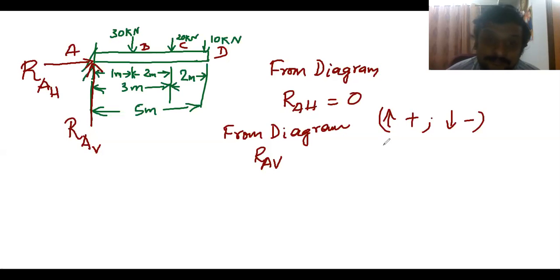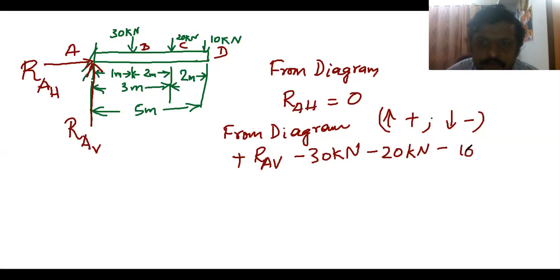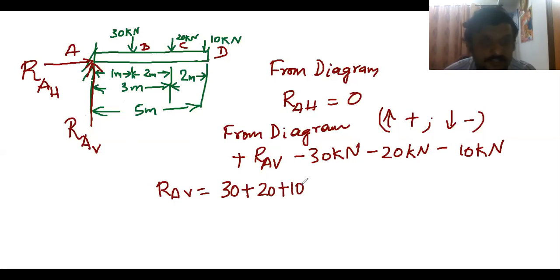Capital RAV will be plus, because it's going up, and this 30 kilonewton is coming down, so it is plus RAV minus 30 kilonewton, and this 20 kilonewton at C also is coming down, so minus 20 kilonewton, and minus 10 kilonewton, that is also coming down. Or else we can directly say that the sum of upward force is equal to the sum of downward force. So RAV equals 30 plus 20 plus 10. That's how it is balanced. You can choose any of the equations, whichever you find simple, students.